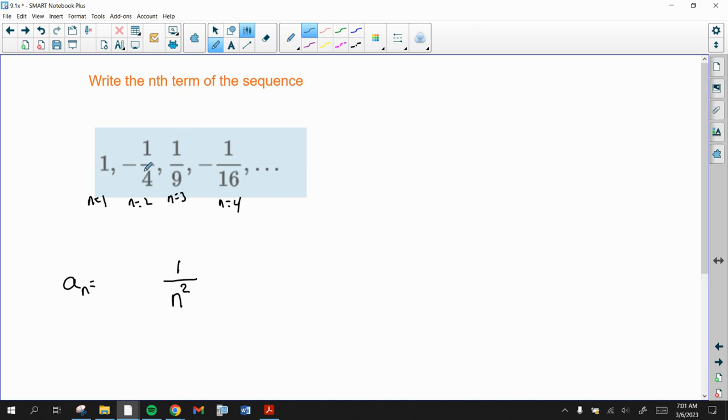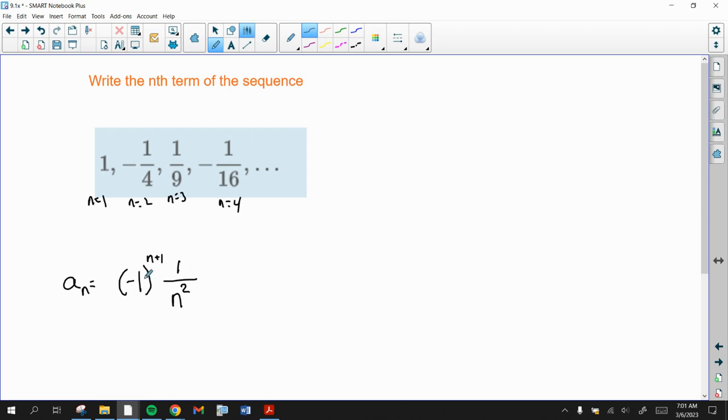However, we have this negative. It's alternating signs here. Every other term is negative. So to do that, you would raise -1 to either the nth or the n plus first, depending on how it goes. So I haven't really checked it yet. So let's just see what happens.